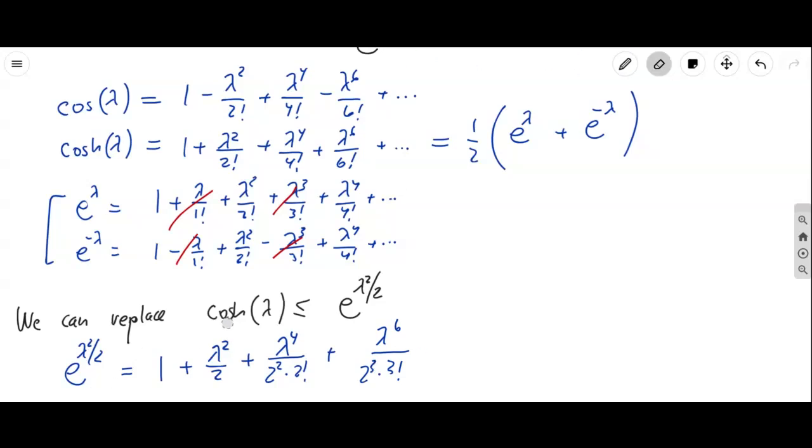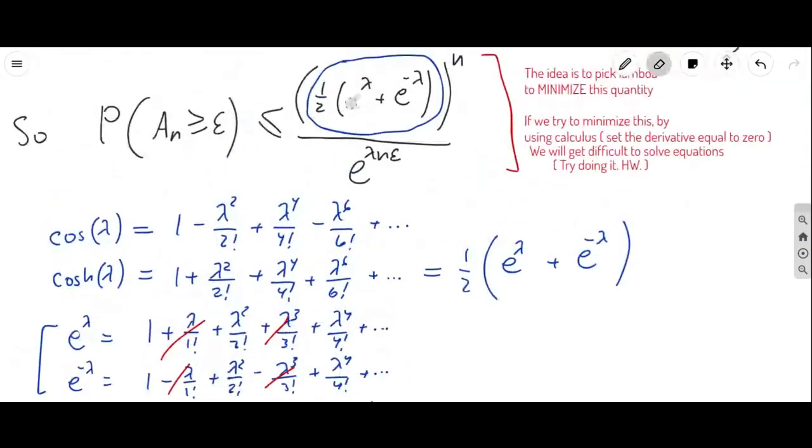Now, if you compare cosh lambda and this function, you will see that they start off the same on the first term. They're the same on the second term. And on the third term, you have lambda to the 4 in both. But here we have 4 factorial, and here we have 4 times 2. We have 8, whereas this is 24. Here we have 6 factorial, which is a big number, whereas here we have 6 times 8. So these fractions are smaller, so the overall function is going to be larger. So this function is larger than that. And this is convenient because it allows you to replace this by something that makes it easier to work with.